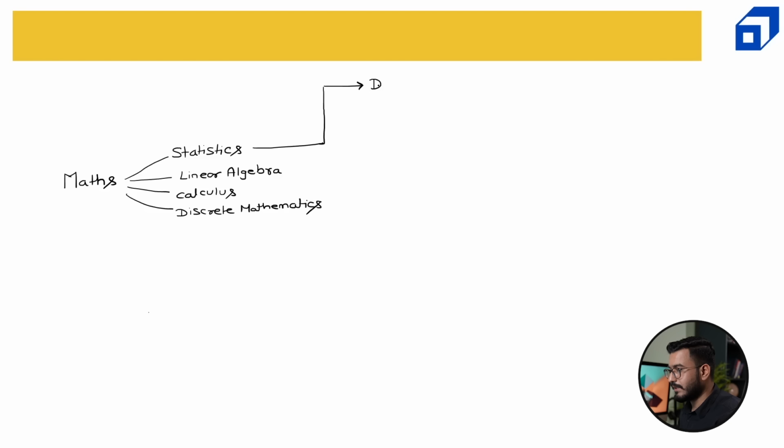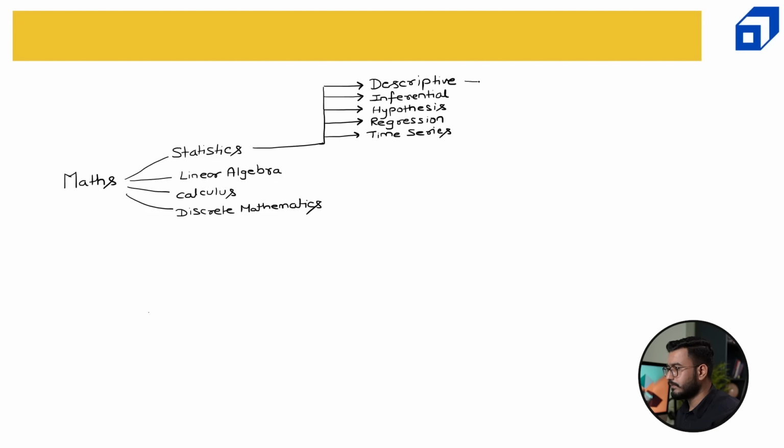We have descriptive, then we have inferential, then we have hypothesis, which is hypothesis testing, followed by regression, and finally time series. So these are the subtopics that a particular data professional has to be clear with when it comes to statistics.